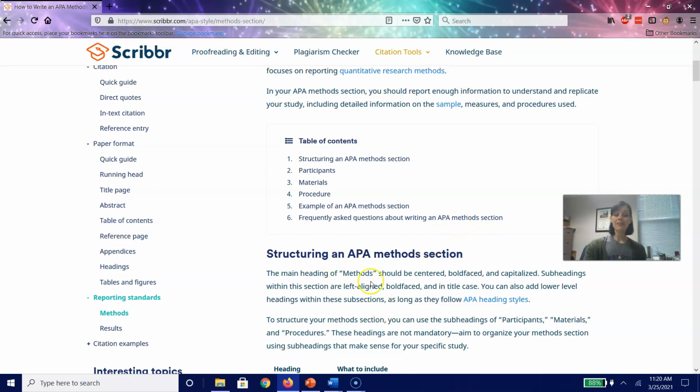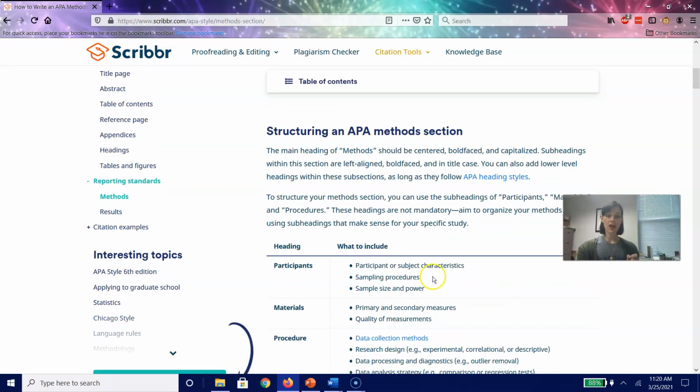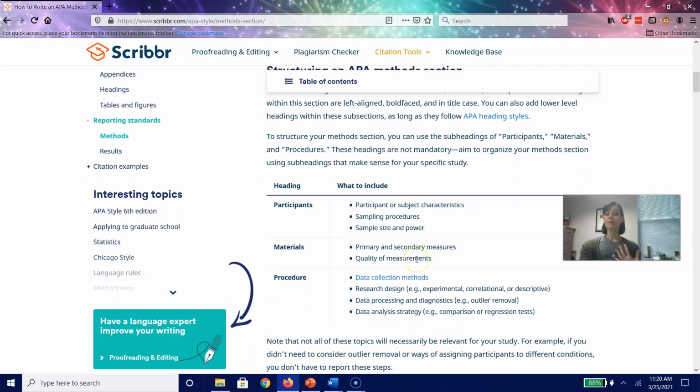You can see that structuring the methods section, and this is based on 7th edition guidelines, the main heading of Method should be centered, boldfaced, and capitalized. Only capitalize the M in Method. Don't do all caps. Don't yell at me. Subheadings are going to be left aligned, boldfaced, and in title case. You can also add lower level headings with subsections. Make sure that you're following those APA guidelines for headings.